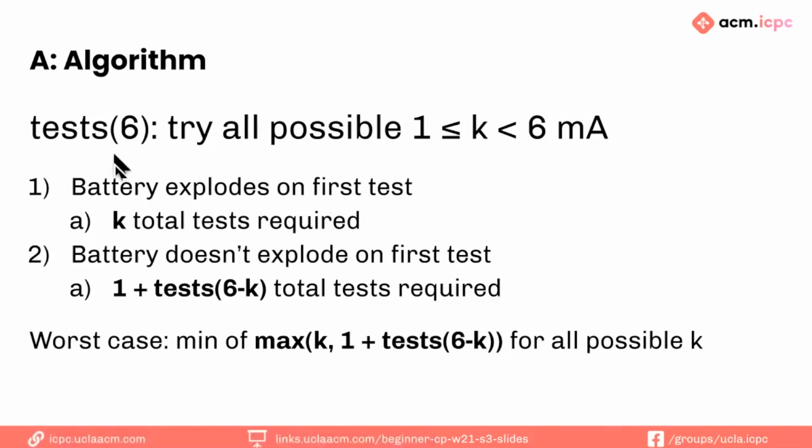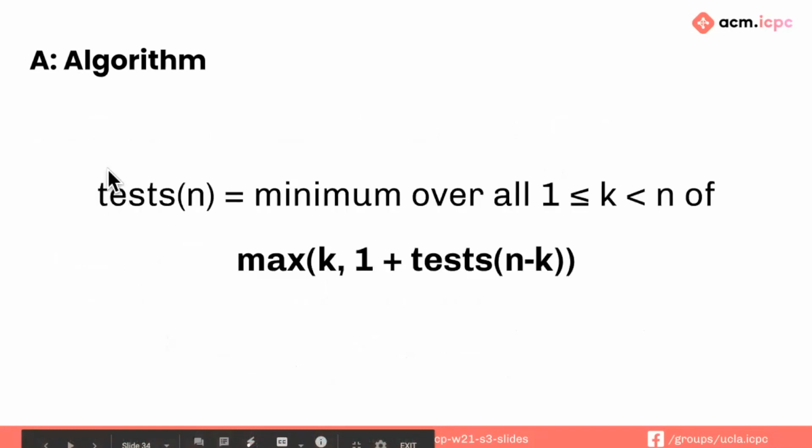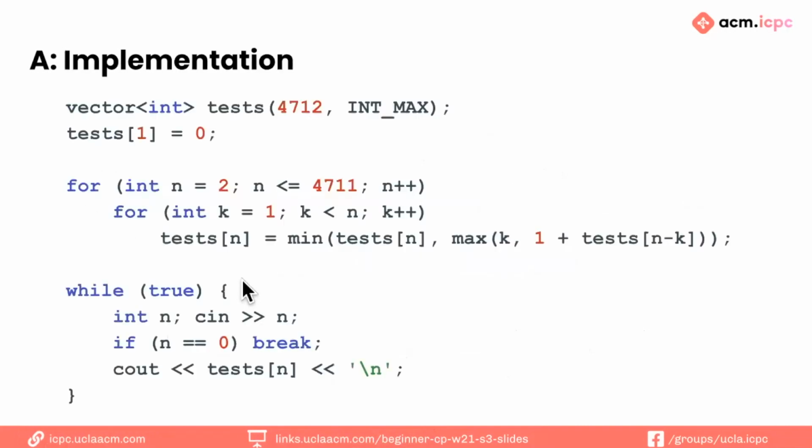But the last part of the algorithm is generalizing from 6, and it turns out that's actually super easy. You just change the 6's everywhere to n's. And so now you have a formula for tests of n, where you try all the possible k between 1 and n, and then you calculate the minimum of the maximum of k and 1 plus test of n minus k. I know this sounds kind of complicated, but I hope this gives you an intuition of how you can build a recurrence relation. And so this is what we end up with finally. And then the last thing is we want to do base cases.